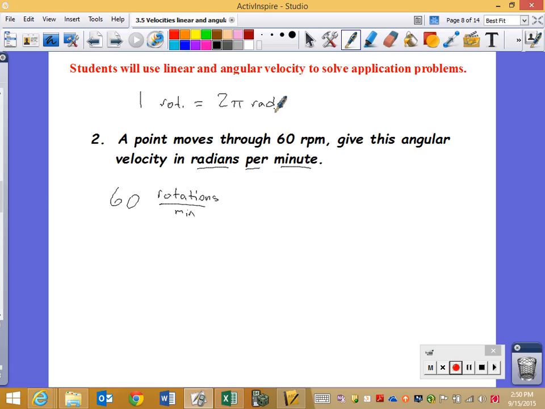So if I know that one rotation is 2 pi radians, if I want the 60 rotations per minute in radians, I just need to multiply this by 2 pi radians per one rotation, because I want to get rid of the rotations. So my rotations cancel. My units will be left with radians per minute. So I get that my final omega is 120 pi radians per minute.